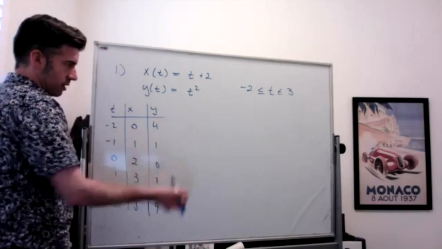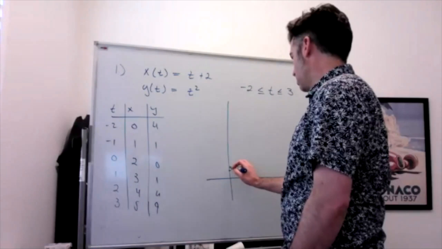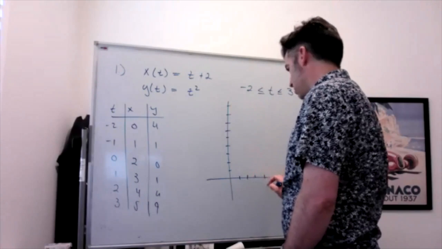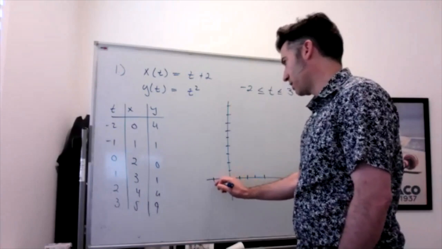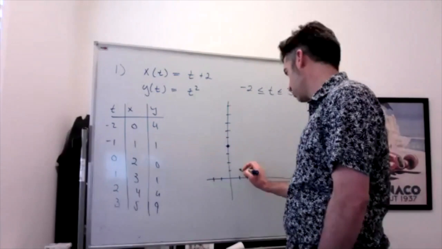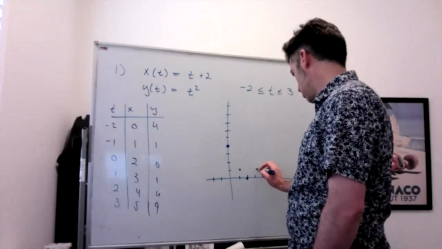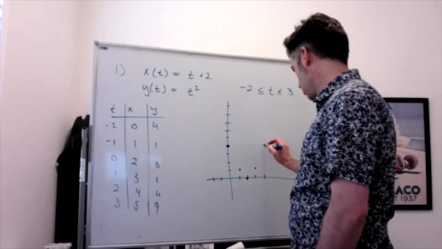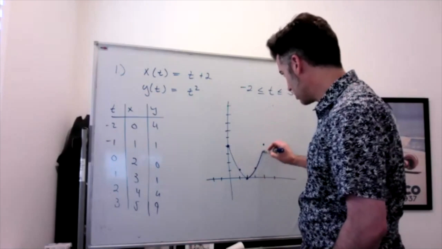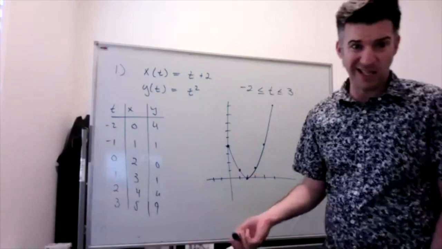And then we can plot these points. So, right, we can plot the point 0, 4, and the point 1, 1, and the point 2, 0, and 3, 1, and 4, 4, and 5, 9. And so it looks like this. It looks a lot like a parabola, or at least part of a parabola, and that's because it is.